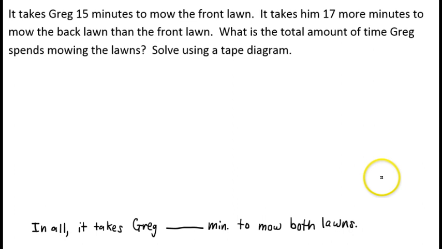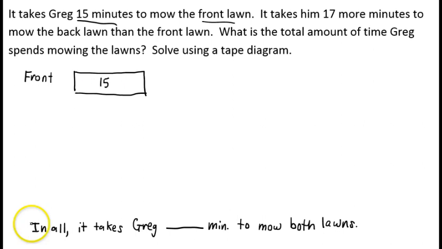Now let's look at what we know. We know it takes him 15 minutes to mow the front lawn. I'll start my tape diagram with that. So we have front, and I'll draw a tape showing 15 minutes. Now we don't know how long it takes to mow the back lawn. All we know is that it's 17 more minutes than the front lawn. So for the back lawn, I'm going to start my tape.